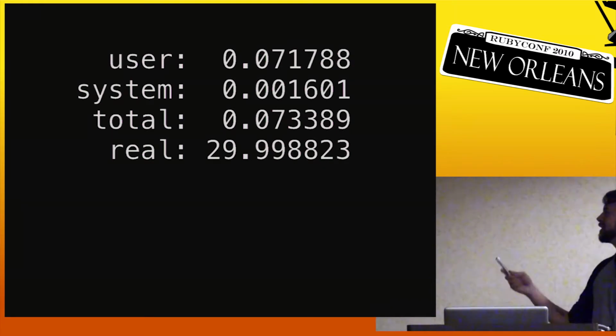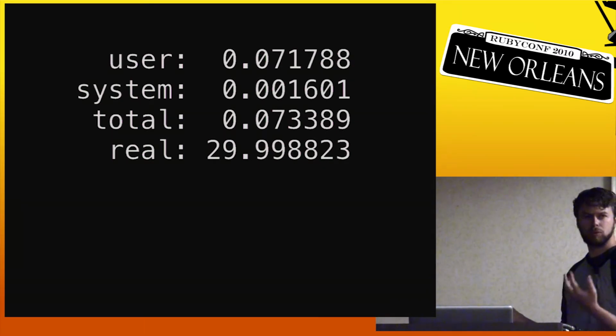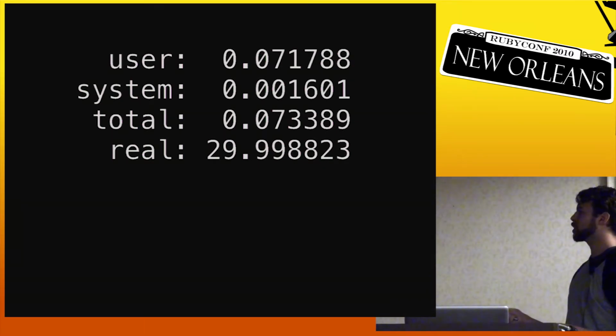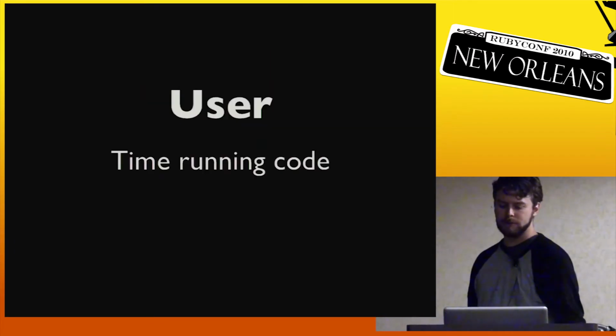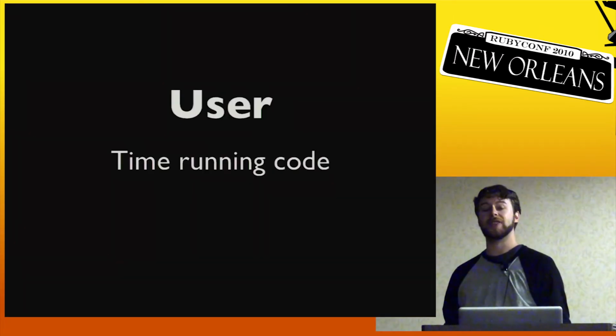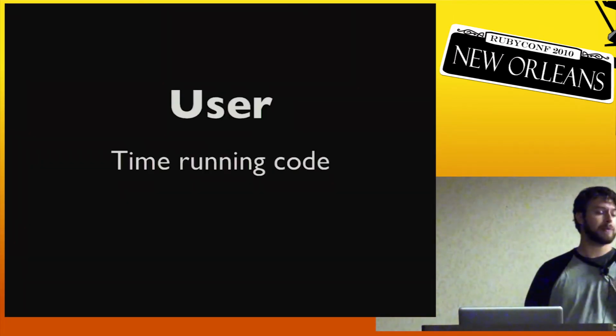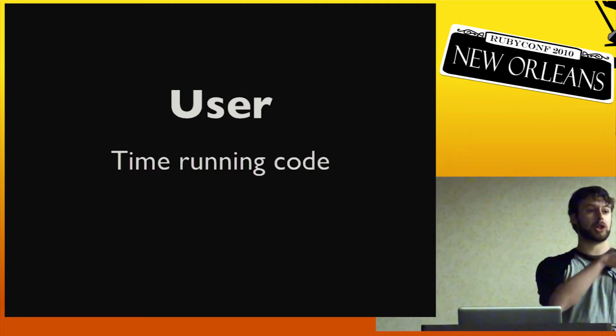So, user is really low, system is super low, total looks like it's the addition of these, and then real is massive. So what do these individual columns mean? Well, user is the time that your program spent running user code.